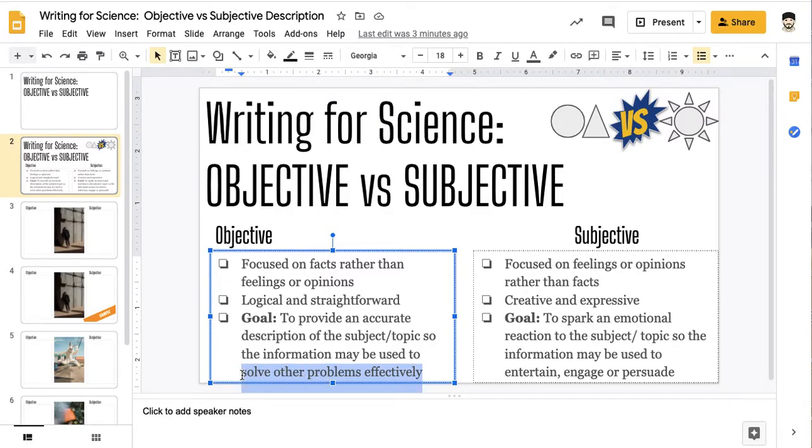You don't want other people to have to interpret what you said in your objective writing in a way that might lead them to make the wrong conclusion, that might make them think you were saying something that you weren't. Objective language is the language of science.